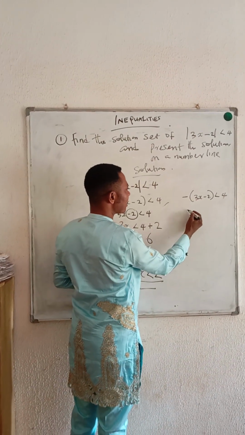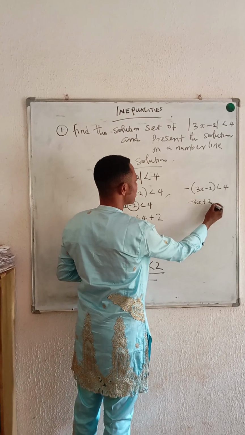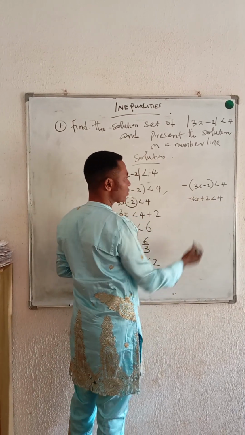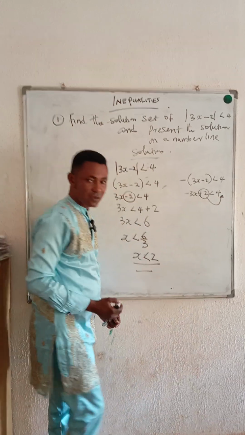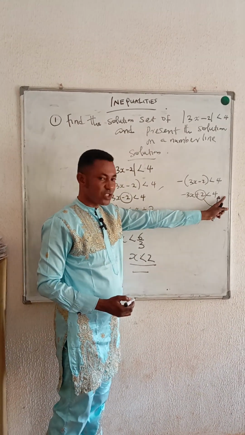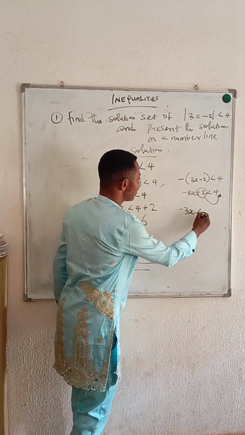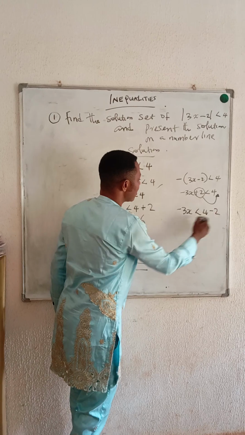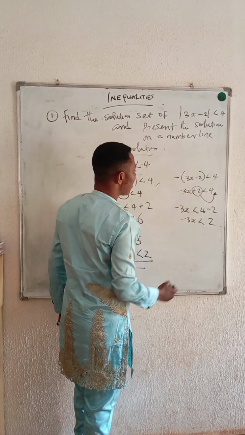Then the second one is the negative side of it. So minus times 3x, we have minus 3x. So minus times minus 2, we have plus 2 less than 4. And what are we going to do? We need to carry plus 2 to go and meet 4 at the right hand side. And as this plus 2 is crossing this inequality sign, it changes to what? Negative. So we now have minus 3x less than 4 minus 2. Minus 3x less than what? 2.